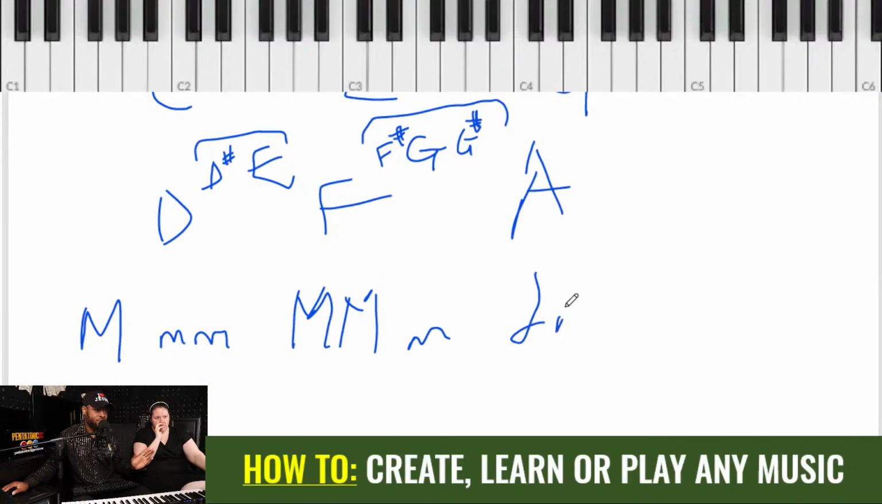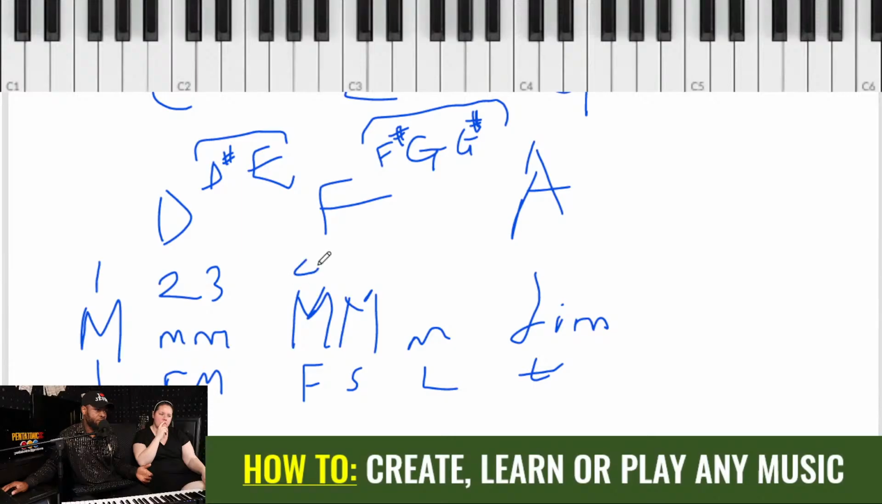Then we now have a diminished. So what that means is, if you're trying to get the triad of your do, it should be a major, or the triad of your 1, whatever your choice is. If you like numbers, you use numbers. If you like solfas, you use solfas, your choice. So this is your do, this is your re, this is your mi, this is your fa, this is your sol, this is your la, and this is your ti. Or this is your 1, this is your 2, this is your 3, this is your 4, your 5, your 6, your 7.